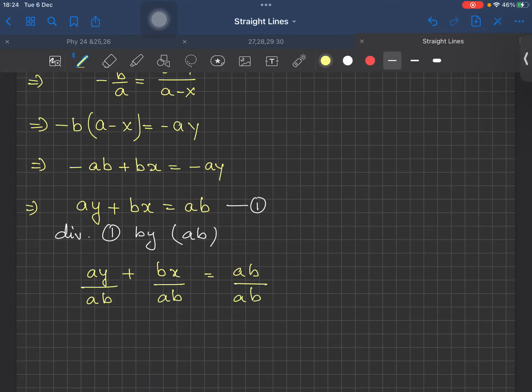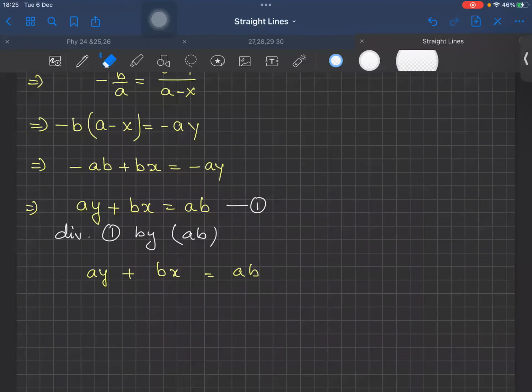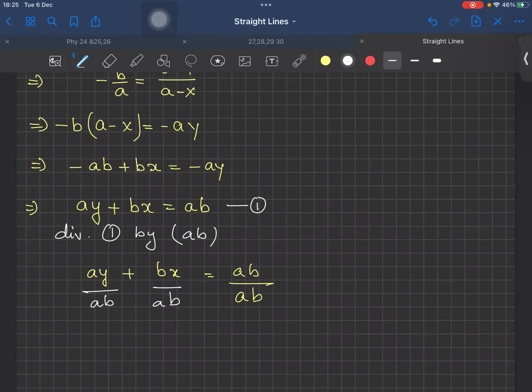Is that okay? See, I have skipped one step. I'll show you that step so you don't get confused. When we are dividing throughout, you always divide like this, AB, AB. Since this is an addition, we can write individual division here, by AB, AB. Is that okay?